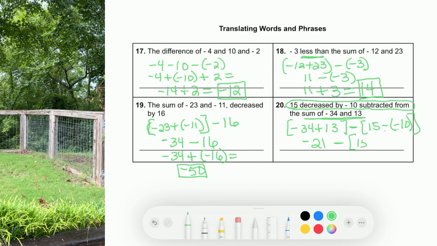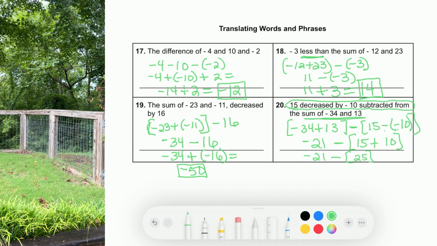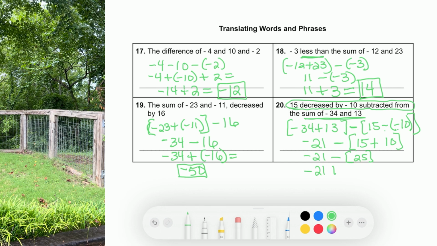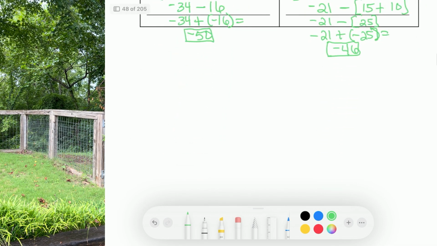Now I have within here 15. Keep that, change it to plus, change the 10 to addition as well, to positive. So negative 21 minus what we have in here is a positive 25. I'm going to go with keep it, change it, change it. We have two negative numbers. We are going to add them and keep the sign. So that's going to be 46. Keep that negative sign. Our number is negative 46.